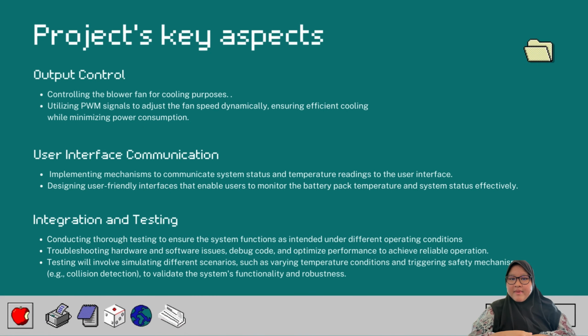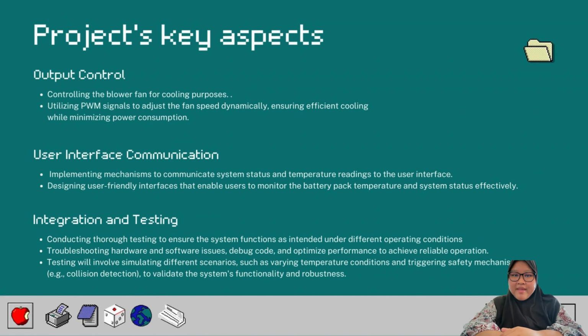The next key aspect is output control. Controlling the blower fan for cooling purposes is a critical aspect of the project. Students will implement logic to control the fan speed based on the battery pack temperature. They will utilize PWM signals to adjust the fan speed dynamically, ensuring efficient cooling while minimizing power consumption. Safety features such as high temperature warnings will also involve output control, where students will activate visual alerts when the temperature exceeds a predefined threshold.